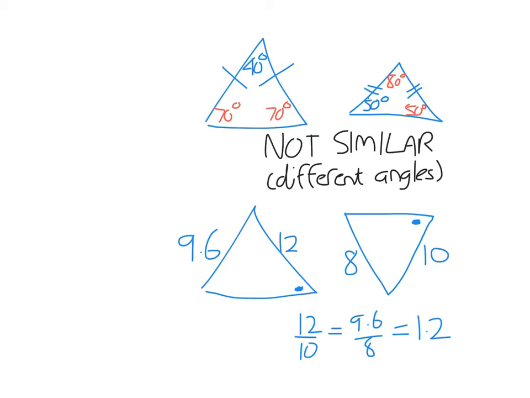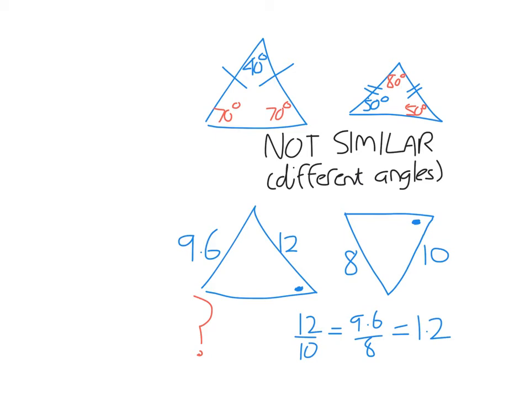We can't use any of the other tests either because we don't have enough information about the other sides and angles. So for these two triangles, we can't say they're not similar, we just don't know. There is not enough information to determine whether or not they are similar.